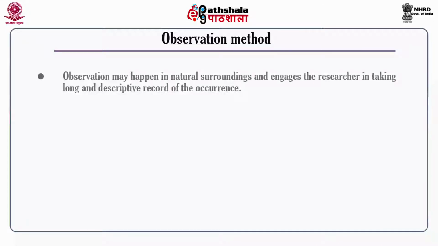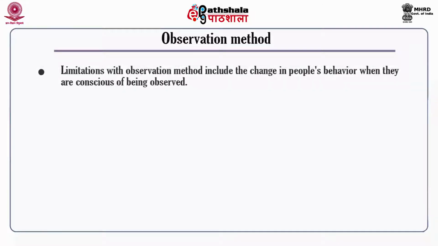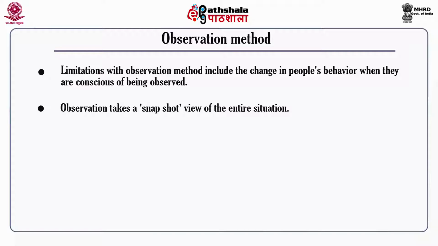Observation method. Observation may happen in natural surroundings and engage the researcher in taking a long and descriptive record of the occurrence. However, there are definite limits to the situations that can be observed in their natural settings, and the presence of the researcher may cause problems with validity. Limitations of the observation method include the change in people's behavior when they are conscious of being observed. Observation takes a snapshot view of the entire situation.